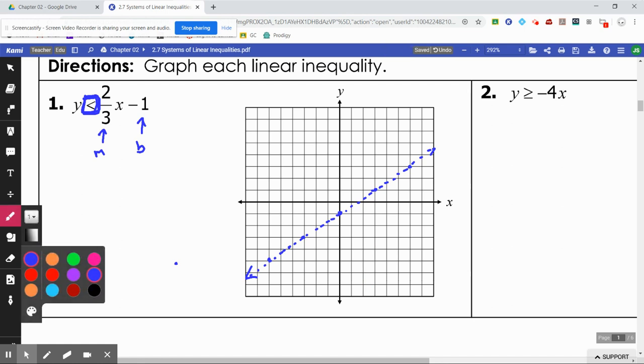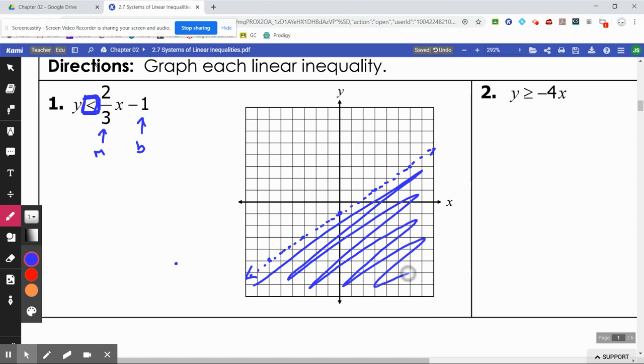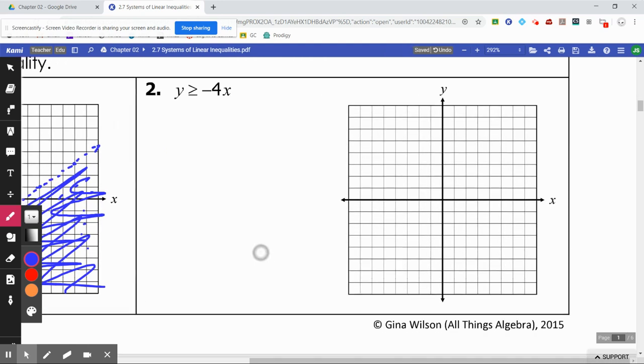So which side do we shade? Below would be this side. So what does that mean? That means that any point on this side, any of these points over here, all the way up to right next to the line, would be a solution to this. So that's what you're doing. You're shading where the solution is.